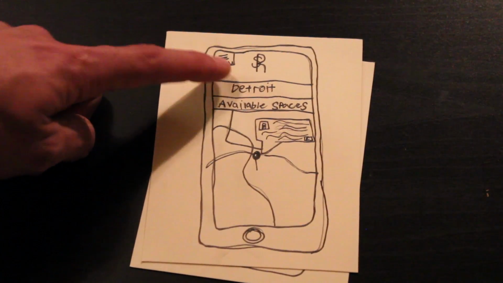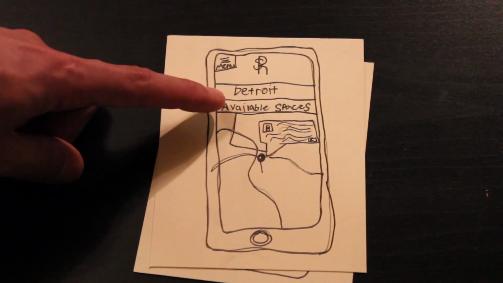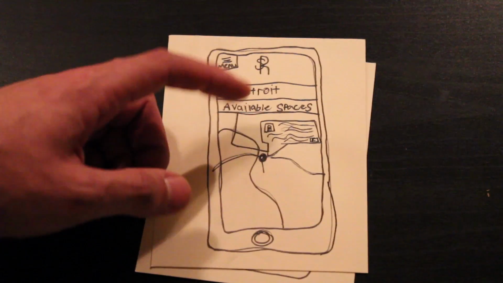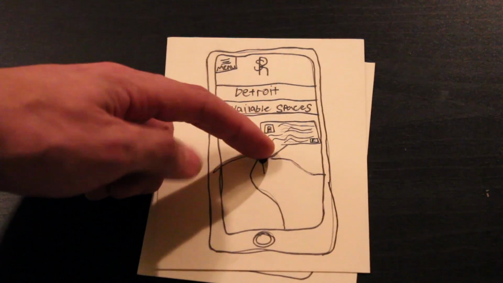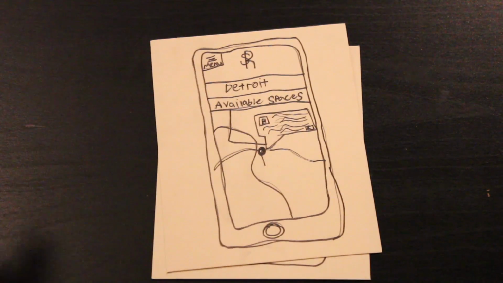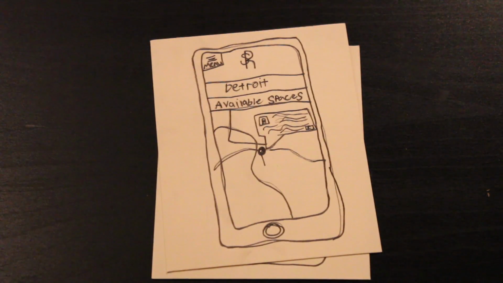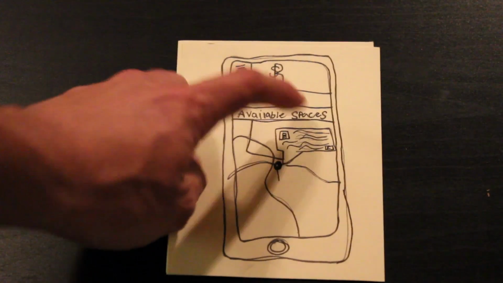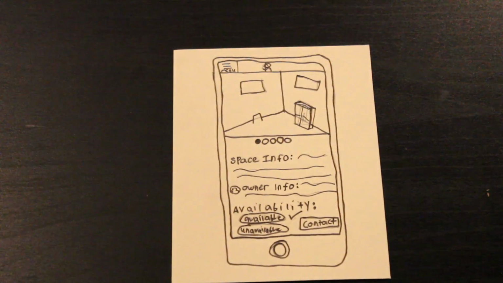Once the user has specified which city, here being Detroit, and they're looking for available spaces, it will refine the map to those specifications, and when you click on a pin, it will bring up basic information on whichever item you've selected to see in the map. From here, we're going to go ahead and click on this to view the space listing.